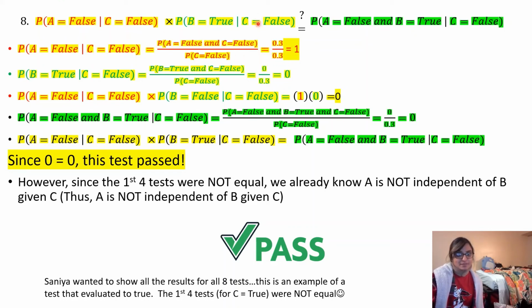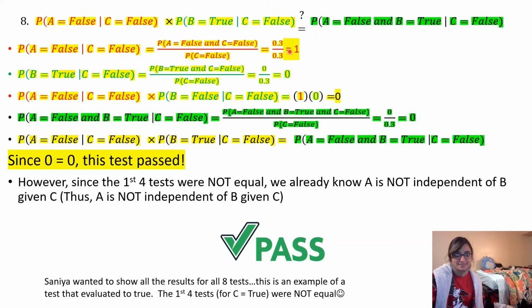And then the probability B is true given C is false is the probability B is true and C is false, divided by the probability C is false. So that's 0 over 0.3, which is 0. So when we multiply these together, we have 1, which is what this is, multiplied by 0, so that's 0.